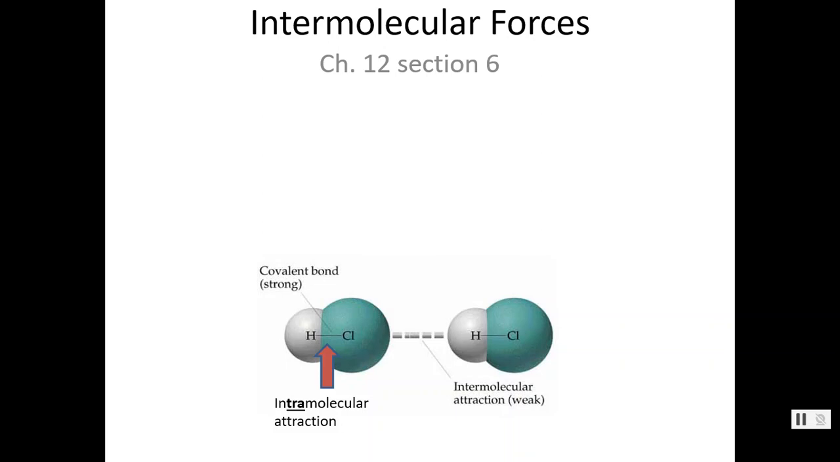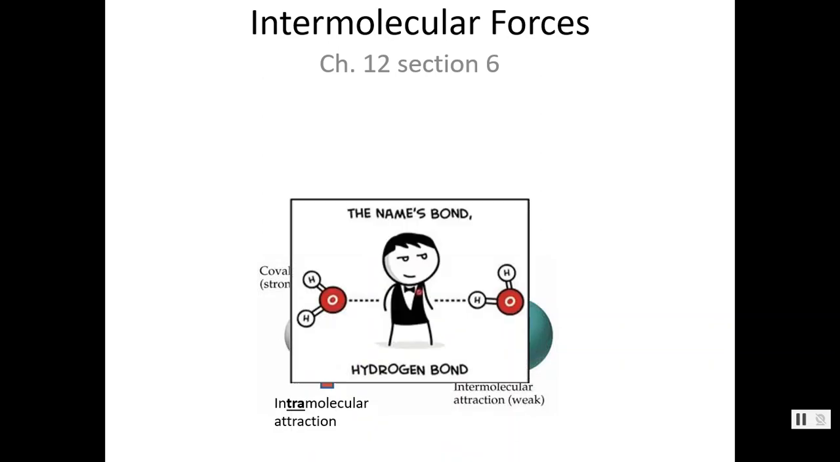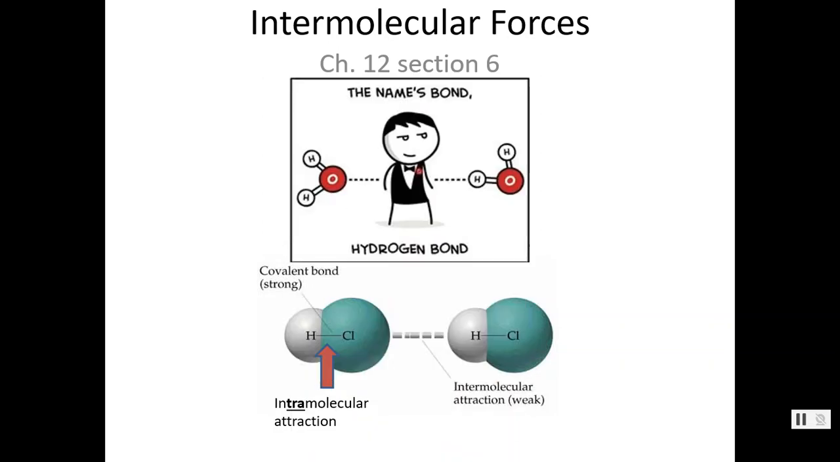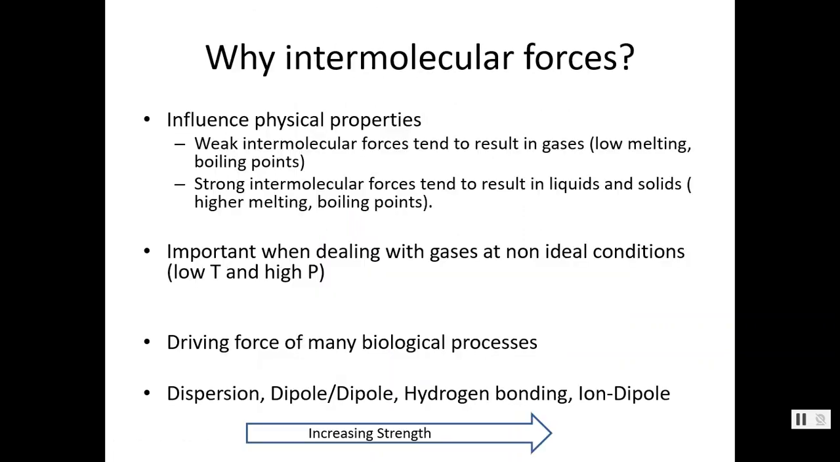And these intermolecular attractions are weak, but they can be really important in determining physical and chemical properties of a substance. One type of intermolecular force we will talk about later on is called the hydrogen bond, which obviously involves hydrogen. But there are four different types of intermolecular forces that we will talk about. But first, let's just say why intermolecular forces, as I alluded to before, they influence physical properties of a substance.